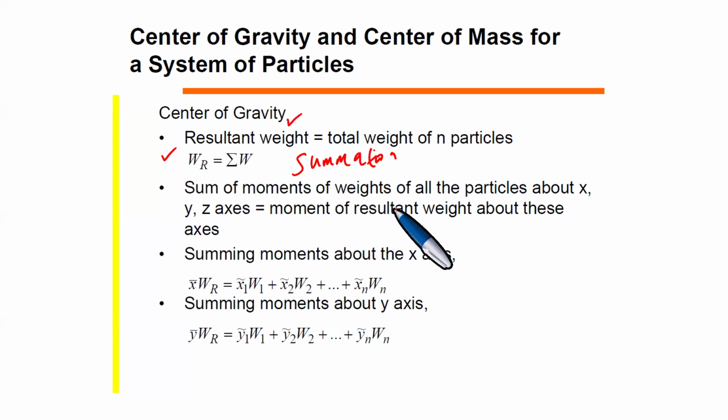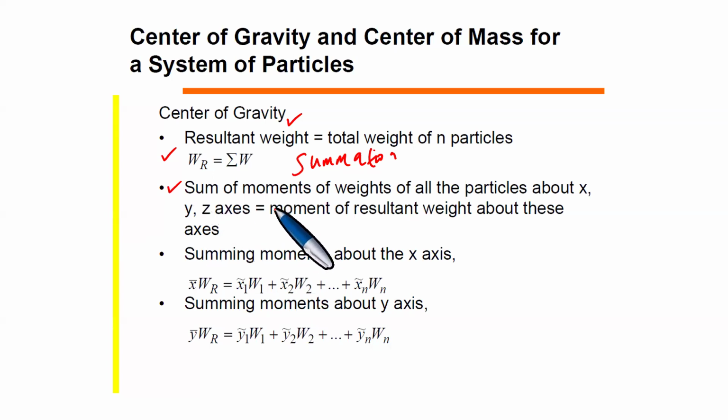The sum of moments of weight of all the particles about the x, y, and z axis is equal to the moment of the resultant weight about these axes. Let's speak about the sum of moments, because if you add all the weights, you get the resultant. This doesn't sound new, because to get the resultant force, we just obtain the vector sum of all the forces. Then we say the vector sum equals the resultant.